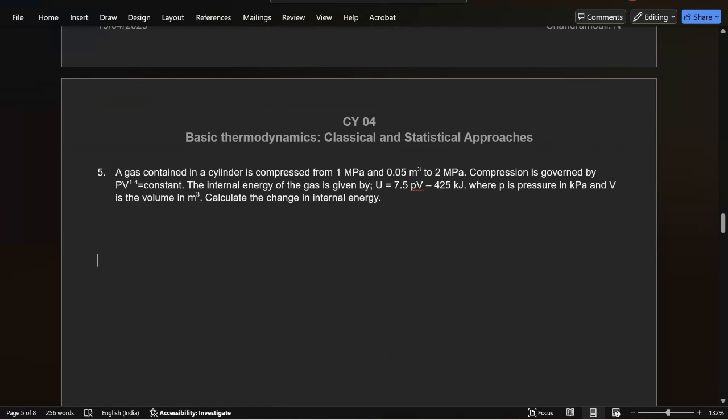Now the fifth question. Read the question and tell me how we can solve it. This is quite straightforward.